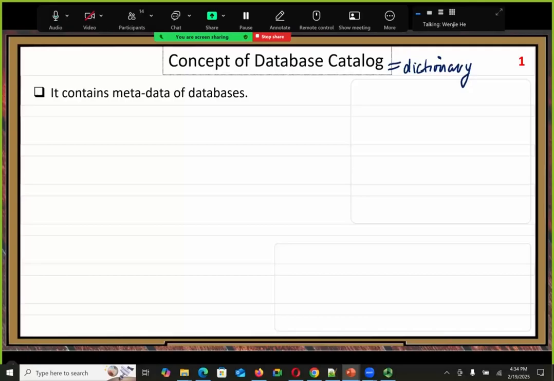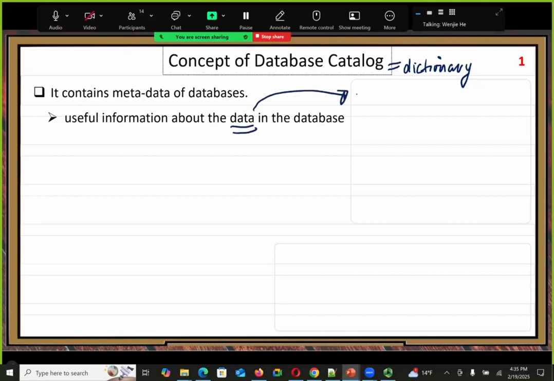It contains metadata of the databases. So we know the database definition, the tables, constraints, domains. When you define those things, it's not business data. It's the part you use to describe business data. So that's the metadata. It is useful information about the data in the database, and this data refers to the business data.